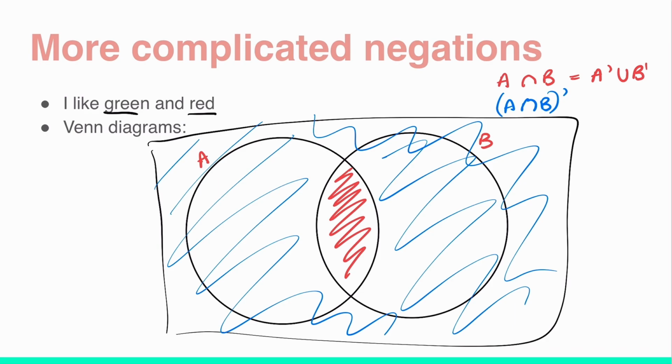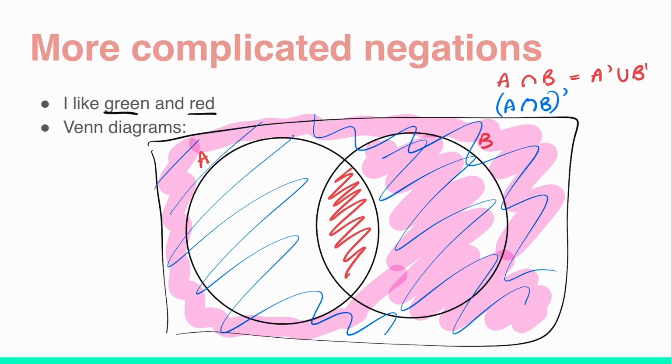How does that work? So what is not A? I'm just going to use a highlighter. Not A is everything on the outside, but also everything that belongs to B that does not also belong to A. That is not A. What's not B? Not B is the same idea. Everything that belongs to A that doesn't belong to B, and also the outside. So you can see that that blue shaded area is the same as the pink. So these two statements here are equivalent.